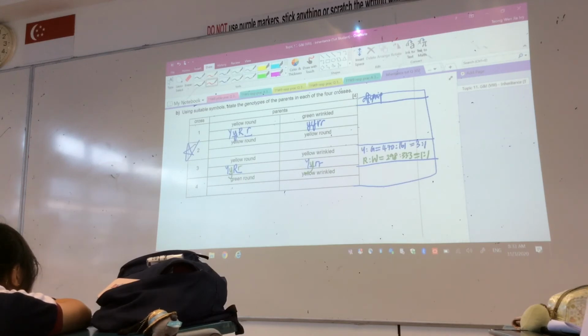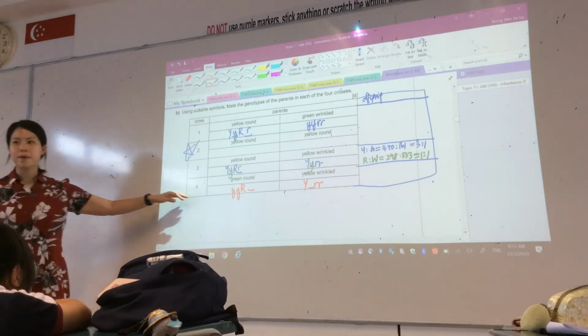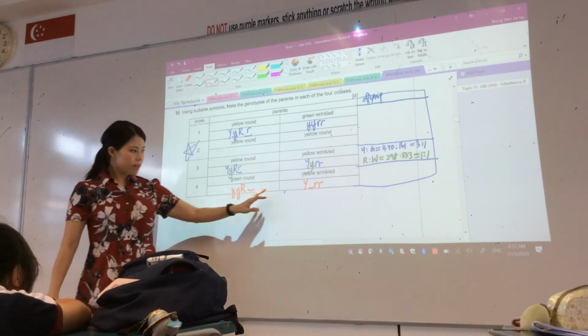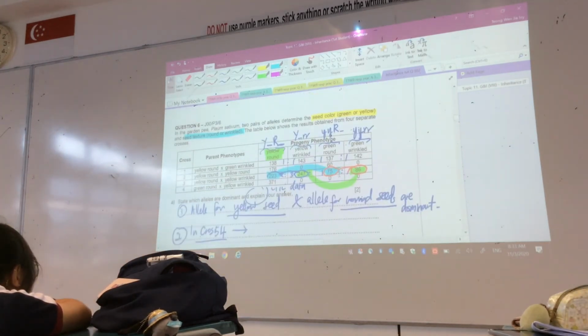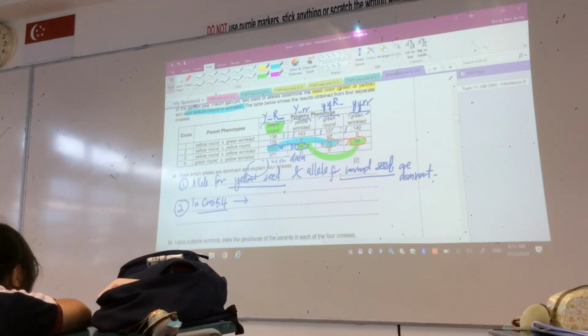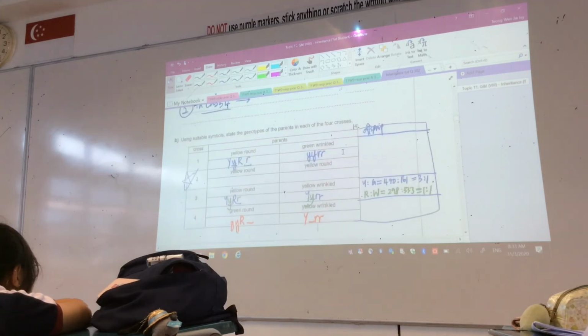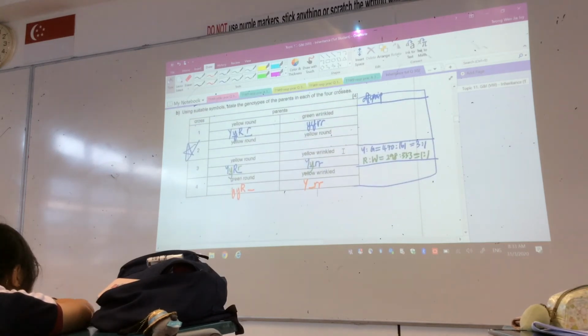Next one, let's look at cross 4. Cross 4, we have green, brown, and then we have yellow, wrinkle. So this is what we can gather so far based on the parents, right? To be able to find out the parents, let's look at the offspring. Is there any ratio that we are familiar with? Not really. Okay, we have all yellow and brown, so there's no ratio that we know. So you can, if you want to, separate the gene locus.